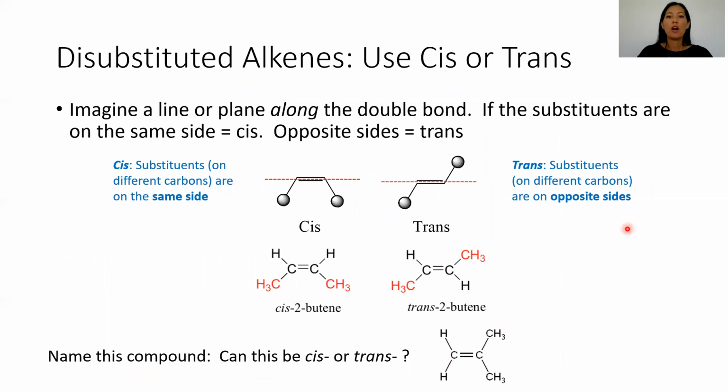I mentioned there are geometry differences for alkenes, and the reason is a double bond can have substituents on one side of the double bond or on opposite sides. So notice, I'm talking about a double bond with 2 carbons and a substituent on each of those separate carbons. If you draw an imaginary line along the double bond, those substituents can be on the same side here. We call that cis for the same side.